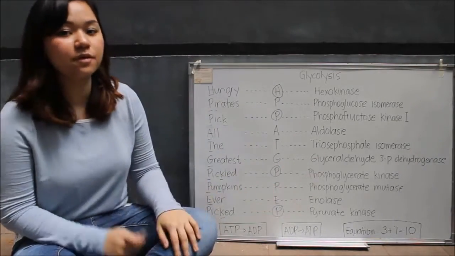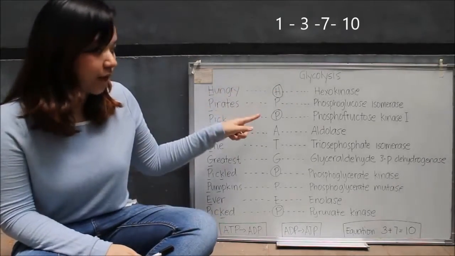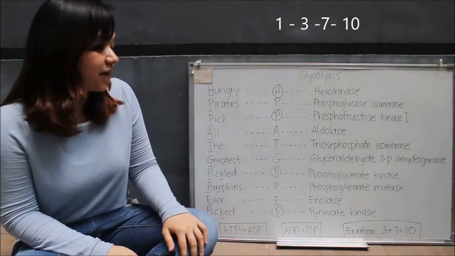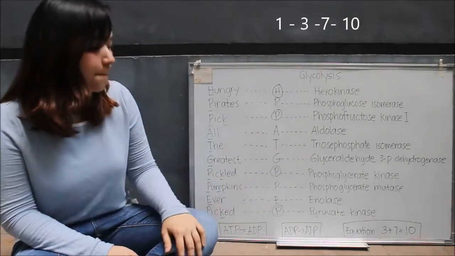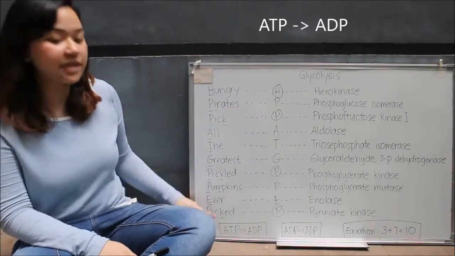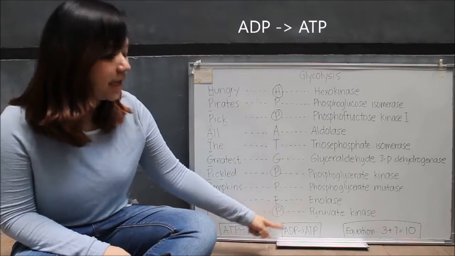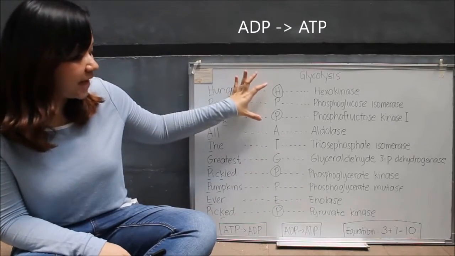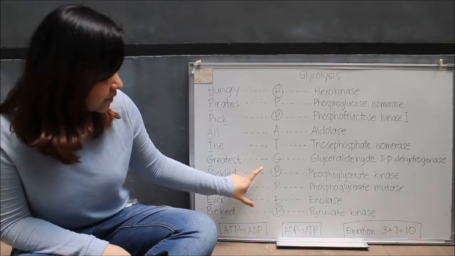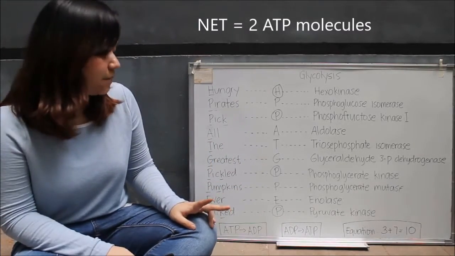Among all these enzymes, the most important enzymes are the first one, hexokinase, the third one, phosphofructose kinase 1, the seventh one, phosphoglycerate kinase, and the 10th one, pyruvate kinase. The first two enzymes convert ATP to ADP, while the last two convert ADP to ATP. The first two enzymes subtract 2 molecules of ATP. The last two enzymes add 4 molecules of ATP. So we have a net of 2 ATP molecules.